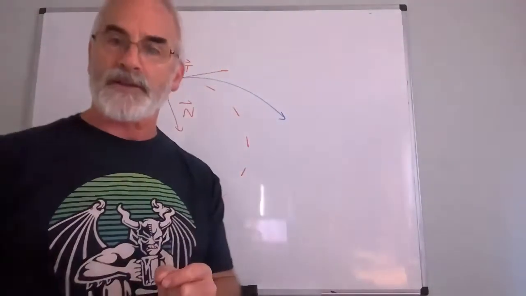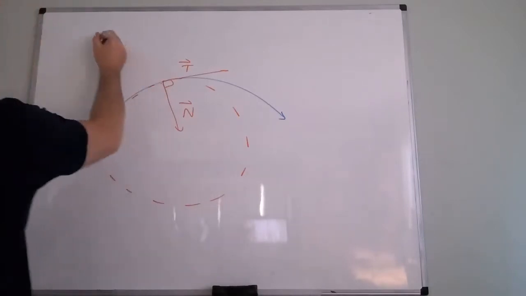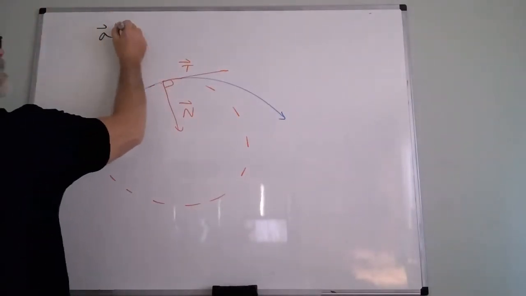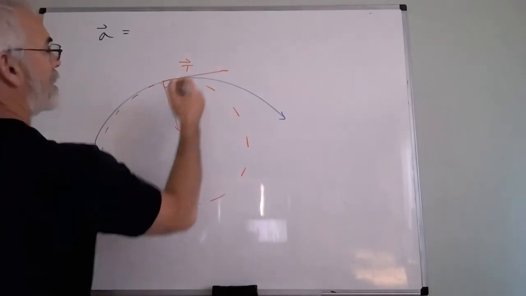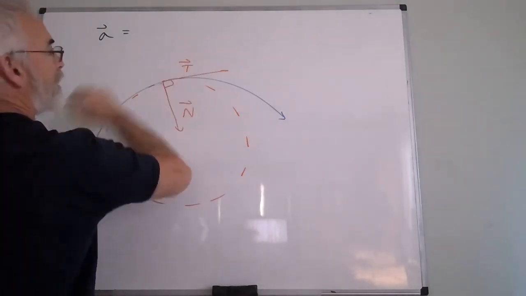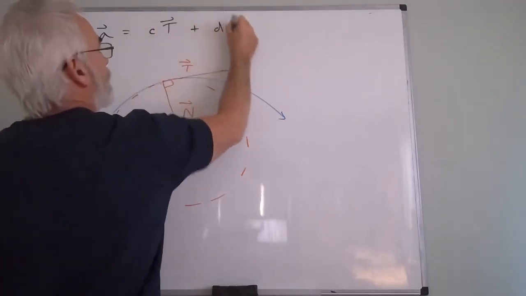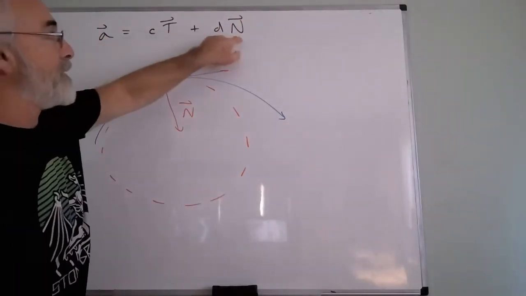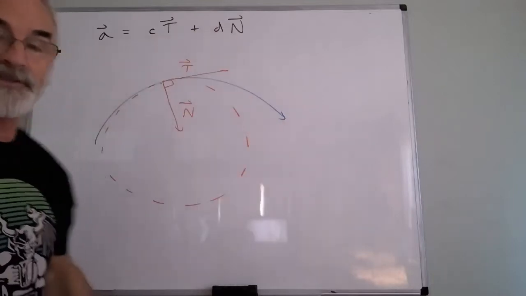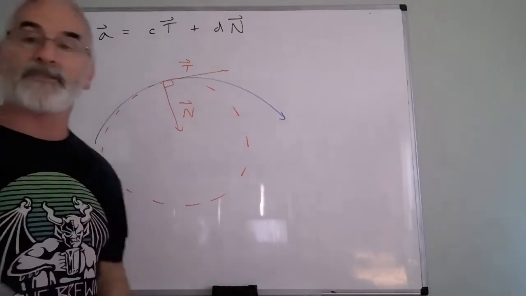So what I'd like to be able to do is to describe the acceleration in terms of T and N. I want to write something like this. I'll just generically say, little c times T plus little d times N. That's the unit tangent, that's the unit normal. C and d would just be coefficients, and that would be the acceleration vector. We're going to basically figure out how to find c and d today.